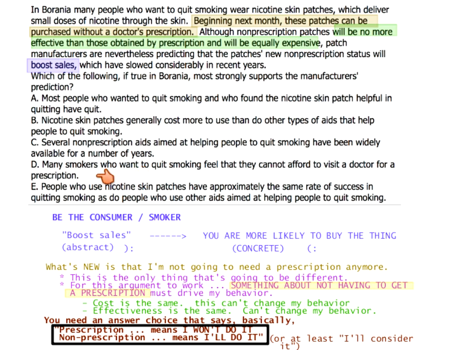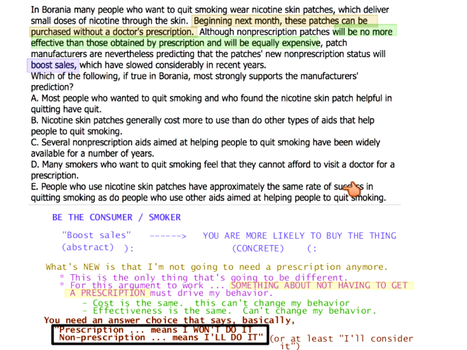Look at this, though. I don't think I can go see the doctor that does this, right? Because to get this prescription, I would have to do this, and I don't feel like I can afford this. Even though the cost of the thing itself is the same, there's this added cost of the doctor visit that's putting me off of it. So if I don't need to do that anymore, I guess I'll just go get this patch. Okay.